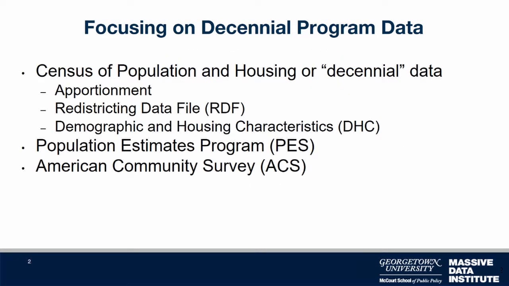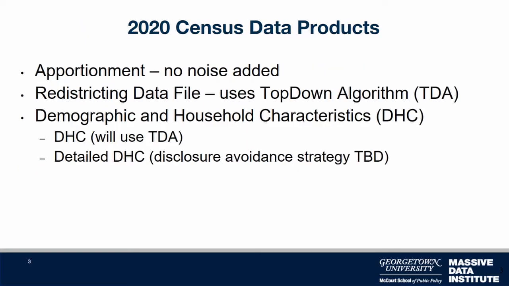So we're focusing here on decennial program data. The Census Bureau produces a lot of information, and we're here focusing on the decennial census data, which is the census of population and housing. In that same program, there's also the population estimates and the American Community Survey. But for the decennial data, there are three major files that are released: the apportionment data, the redistricting data file, and, as you've heard a lot about already, the DHC that has a lot of the detailed characteristics.